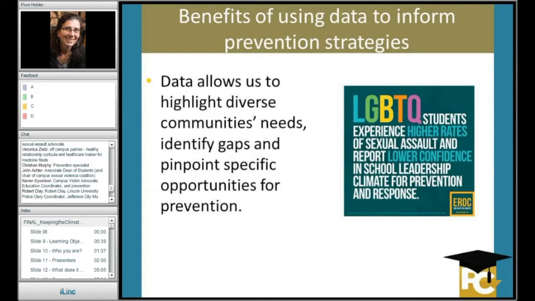So data also allows us to highlight diverse communities' needs, identify gaps, and pinpoint specific opportunities for prevention. And I know Leslie's going to give us some examples of how their campus did this, but I really can't stress this enough, that the really wonderful thing about hopefully much of the data that you have is that we should be able to break down the data by specific demographic groups so that we can get a very real sense of what are the diverse needs of your campus community.